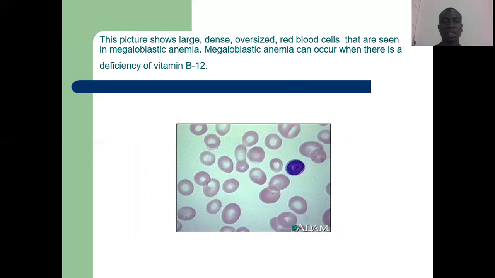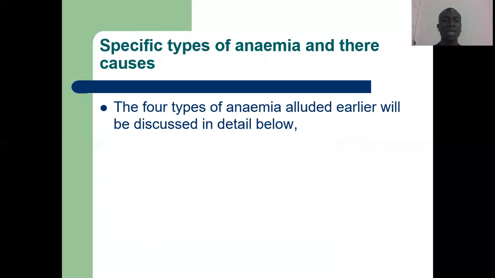This is a picture showing the large, dense, oversized red blood cells that are in megaloblastic anemia. Megaloblastic anemia occurs when there is deficiency of vitamin B12. Now, the specific types of anemia and their causes.